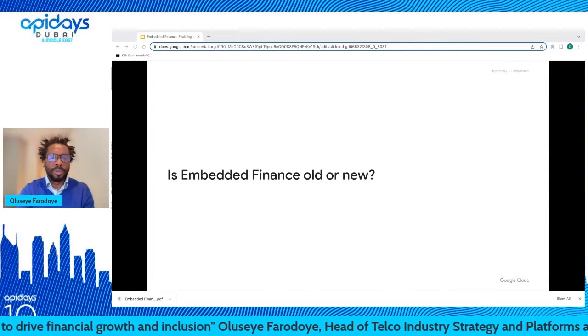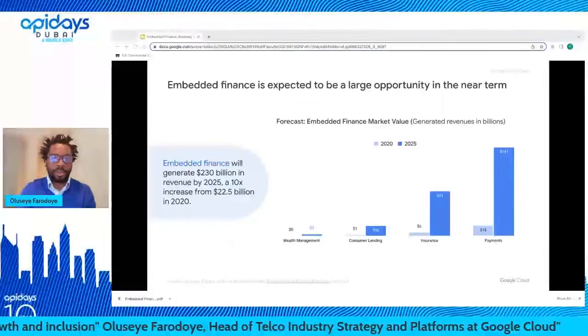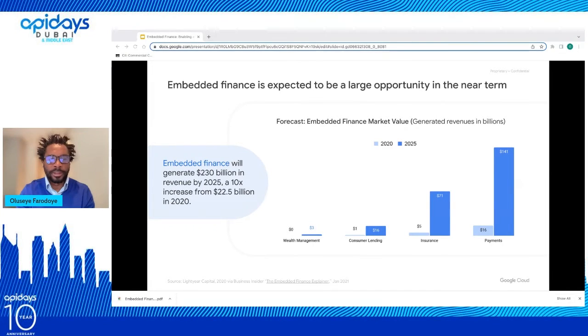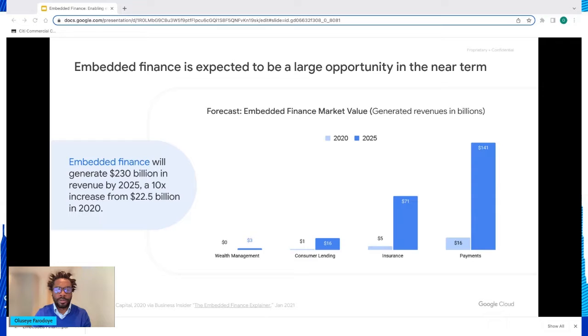Is embedded finance old or new? It really isn't new. Banks have been doing this for a long time, and the opportunity is expected to grow over the next couple of years. In fact, it's expected to grow and generate about 230 billion of revenue by the year 2025. And it cuts across every single sector within the financial industry. So you can see wealth management, customer lending, insurance, payments. So it is a huge opportunity for financial brands and banks to capture a good portion of the market by ensuring that they can meet the customers where they are.